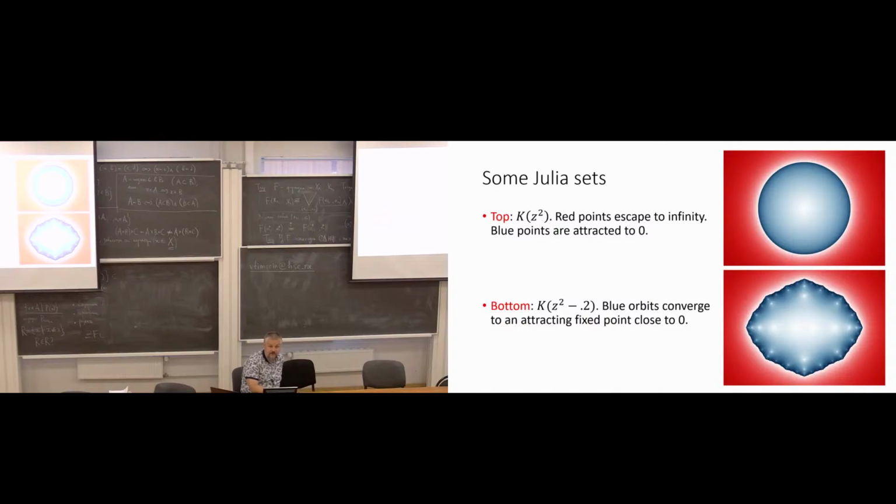A fixed point is the solution of the quadratic equation z squared minus 0.2 is equal to z. There are 2 solutions of this equation. One solution is inside, another solution is on the circle.